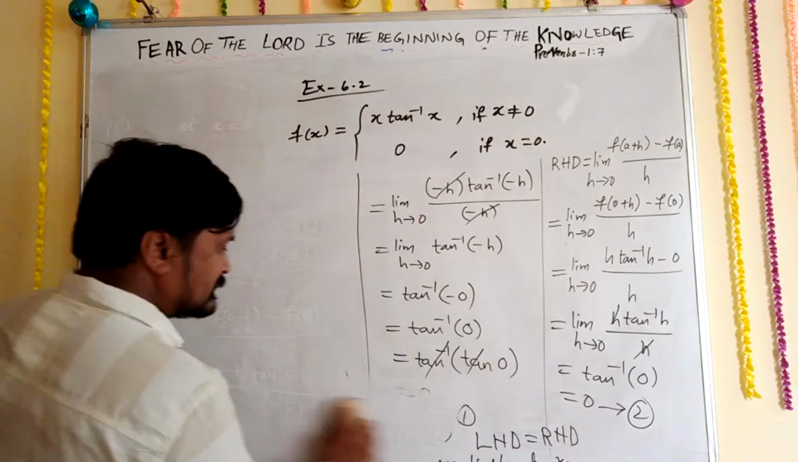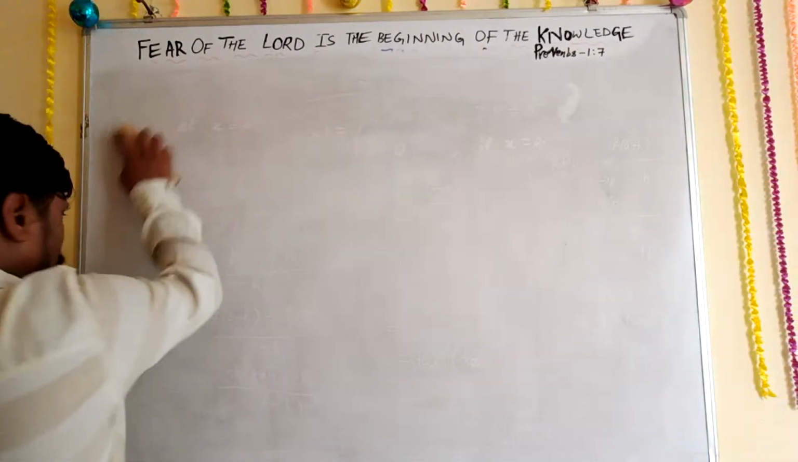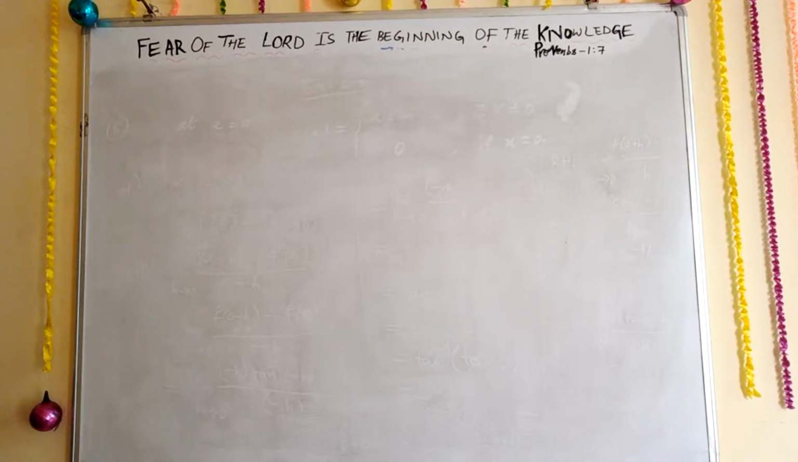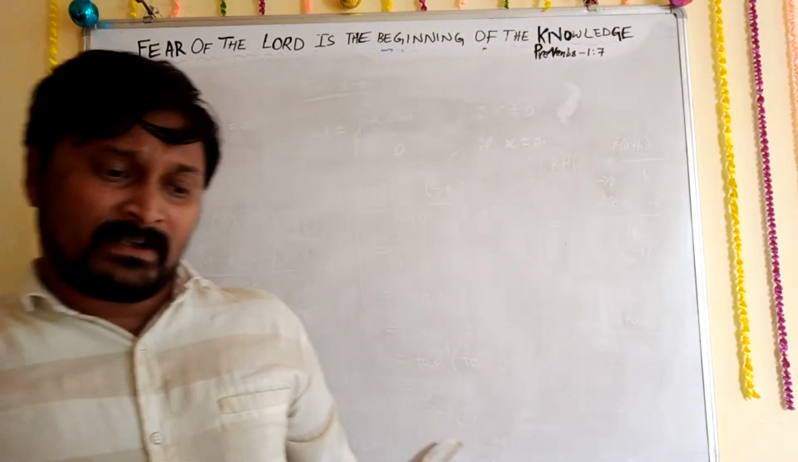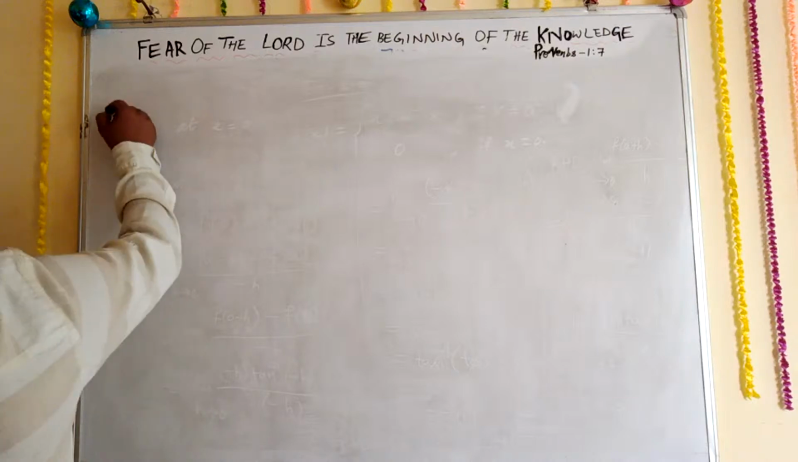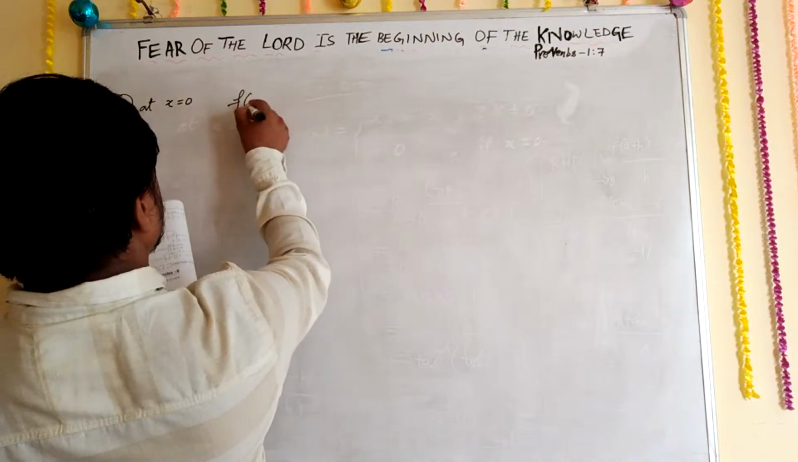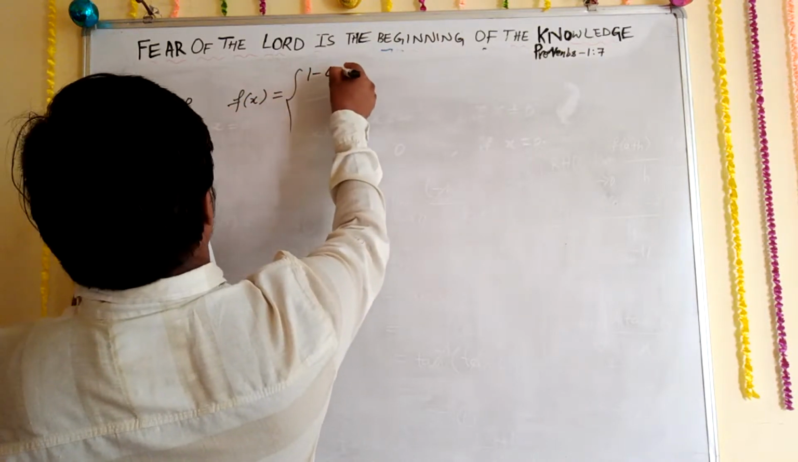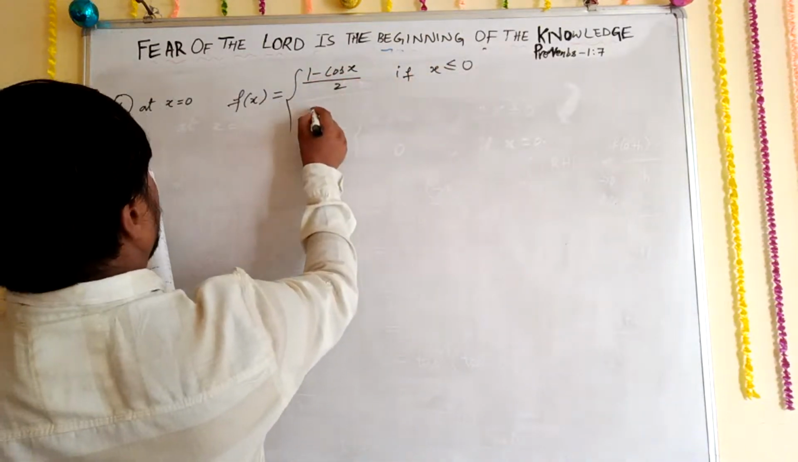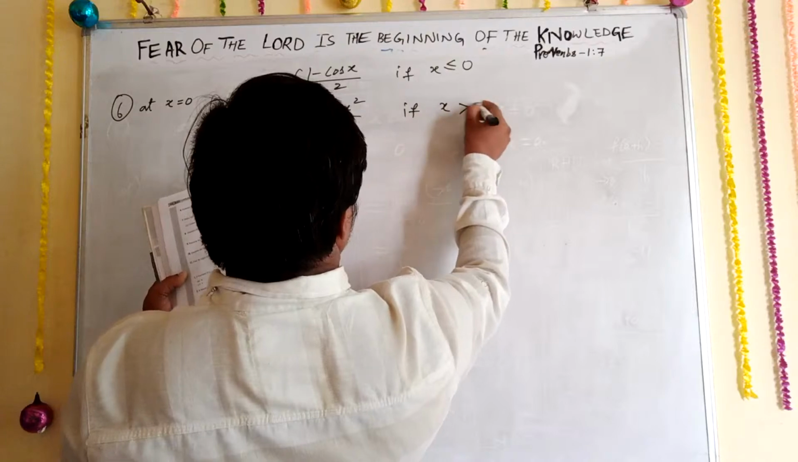Now we are going to solve. So now sixth problem. What is there? They given in the sixth one: examine the function f for differentiability at x is equal to 0. So now first we need to write here at x is equal to 0. And what is your function? F of x is equal to 1 minus cos x upon 2 if x is less than or equal to 0. X minus 2x square upon 2 if x is greater than 0.